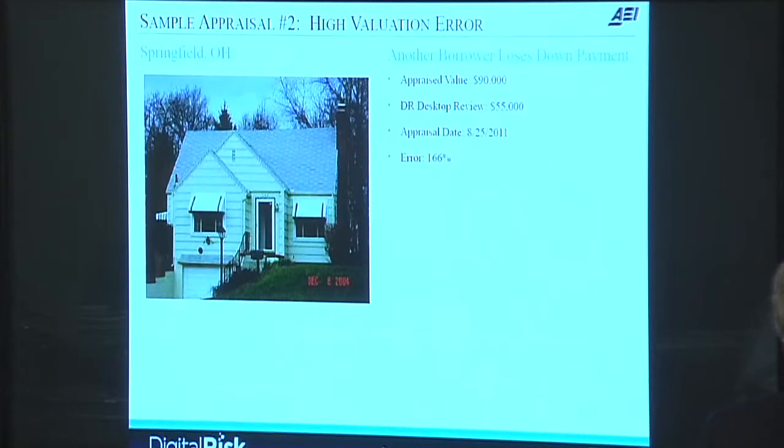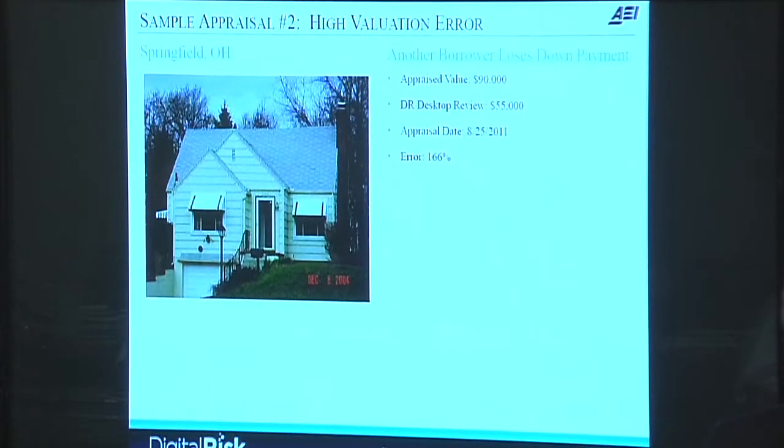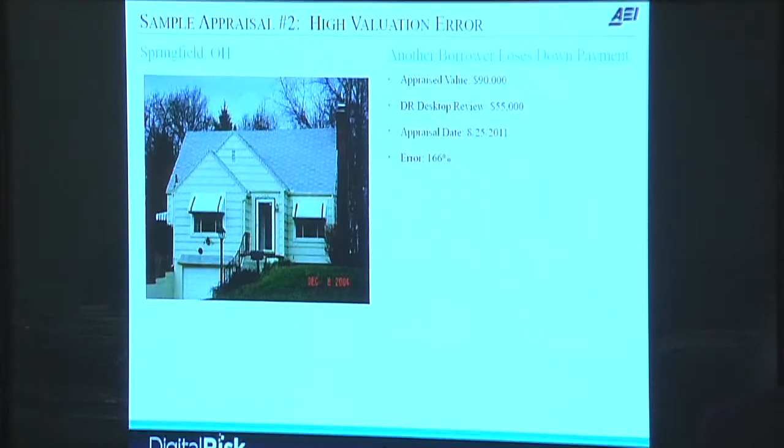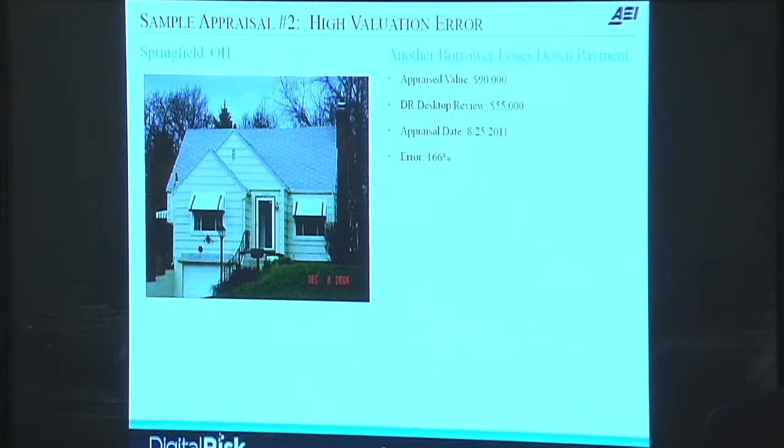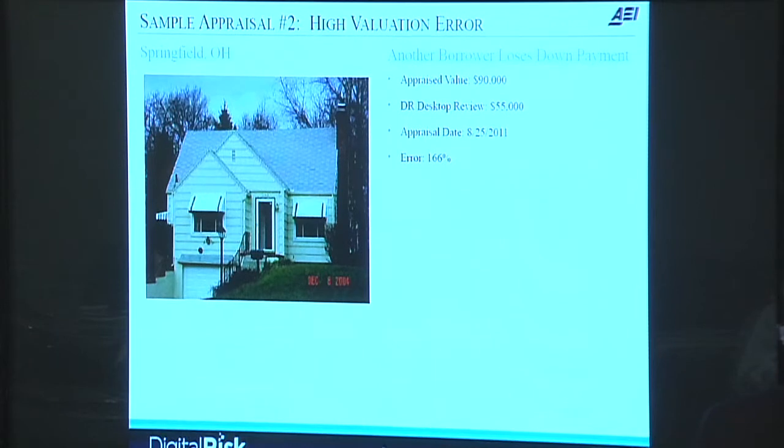Here's another one, and this one's in Springfield, Ohio. Appraised value about $90,000, desktop review about $55,000, and again, a significant error. In both of these, two things were apparent. First of all, the borrower would be losing their down payment. You know, if the house is truly worth what we think it is, and the borrower does put money down to get this kind of a loan, he's underwater to begin with, and it's hard to recover. Secondly, the tools we developed can accurately estimate that these are, in fact, high-risk appraisals.